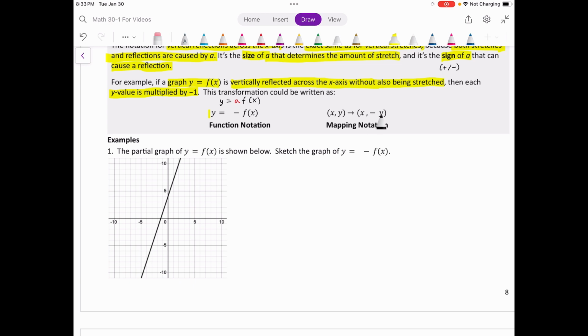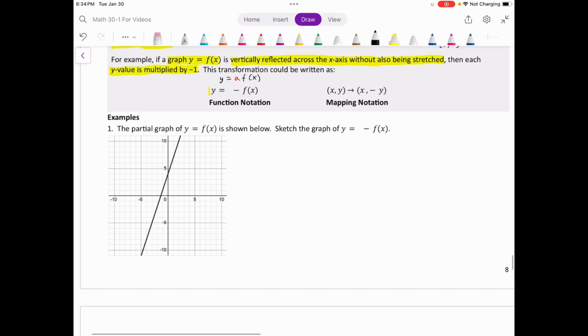So if this was a negative number to begin with, now it's positive. A negative negative is positive. If this was a positive number to begin with, now it's negative. A negative positive is negative. All right, let's try some out.